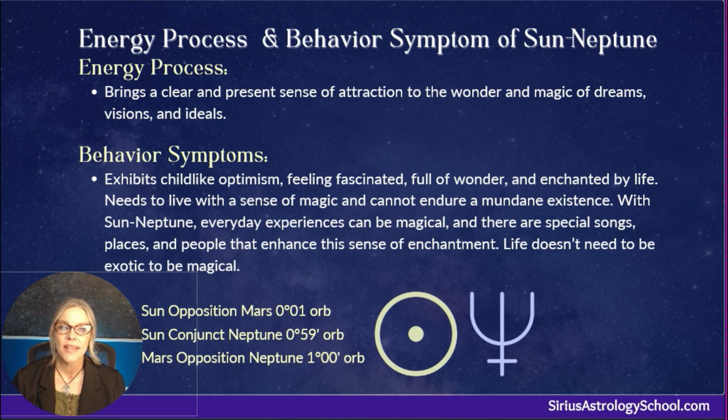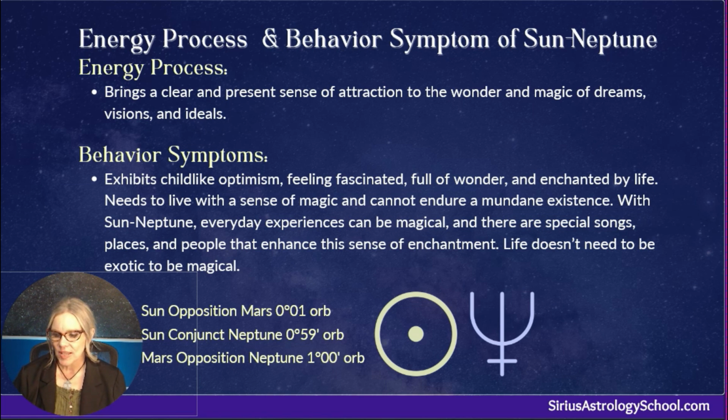And this brings a clear and present sense of attraction and wonder and magic of dreams and visions and ideals to the person. The person with the Sun Neptune has a childlike optimism. There's a feeling of being fascinated or full of wonder, really being enchanted by life. The Sun Neptune person really needs to have a sense of magic. That magic doesn't necessarily mean that it has to be exotic. It just needs to have a magic to the person with the Sun Neptune energy.